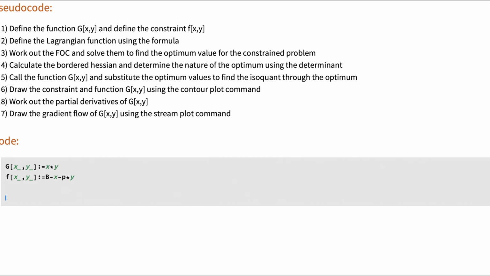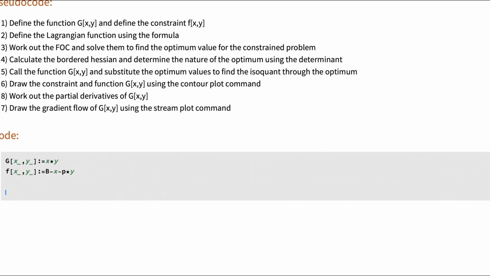Now that we've defined our functions, we are going to define the Lagrangian function. The Lagrangian function is a function of the variables x, y, and lambda. So that would be escape L escape, and this is equal to g of x, y minus lambda f of x comma y.